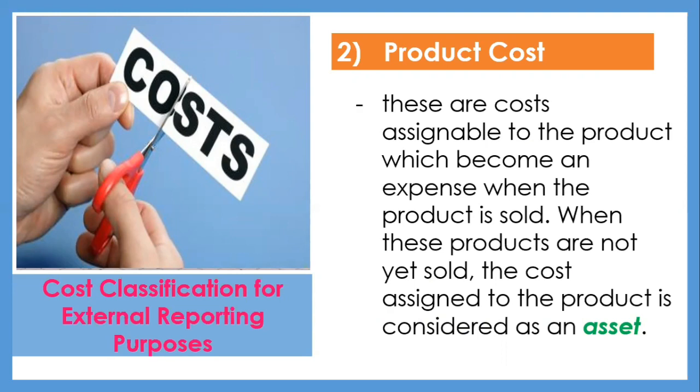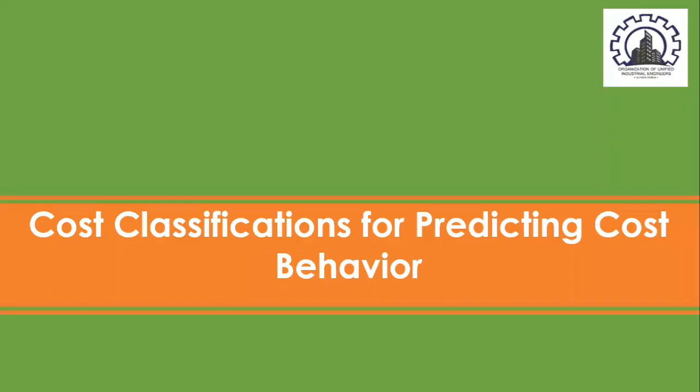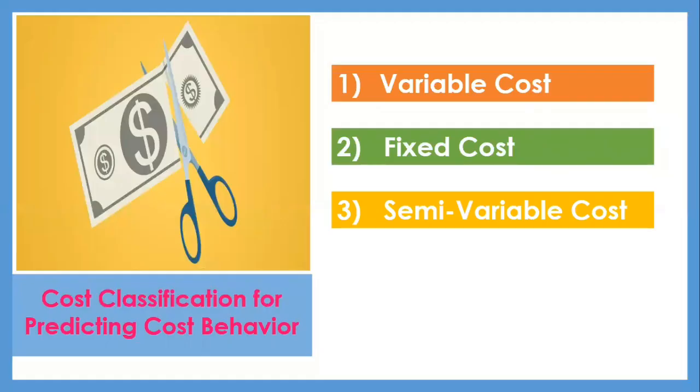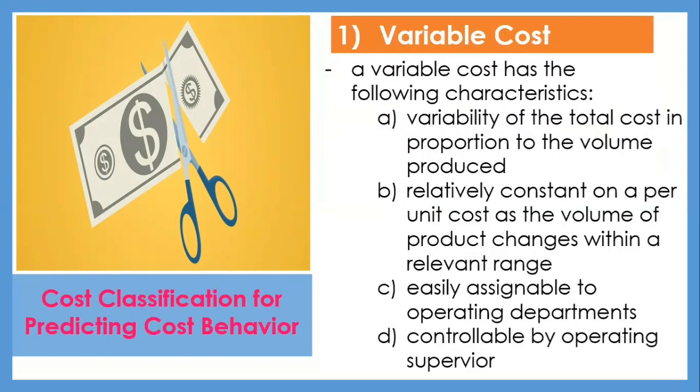And the next key area that I'm going to be highlighting right now is cost classifications for predicting cost behavior. There are three types of cost classifications used in predicting cost behavior. First, we have variable cost. Second, we have fixed cost. And finally, we have semi-variable cost. In order for us to better understand each of them, let us discuss them one by one, starting with variable cost.